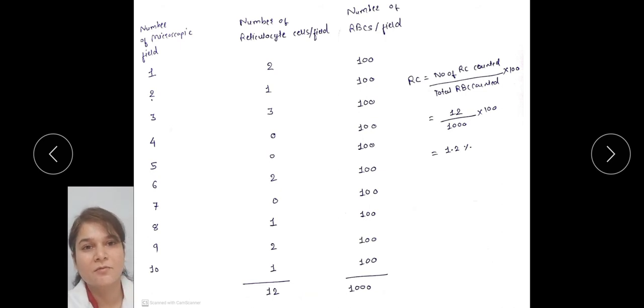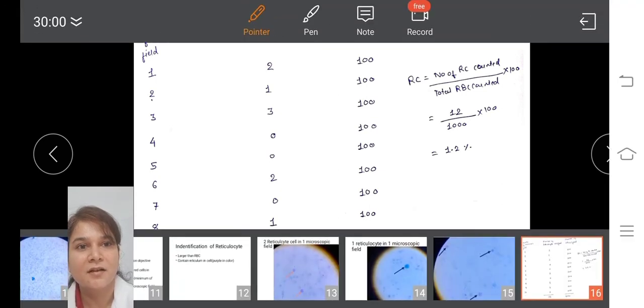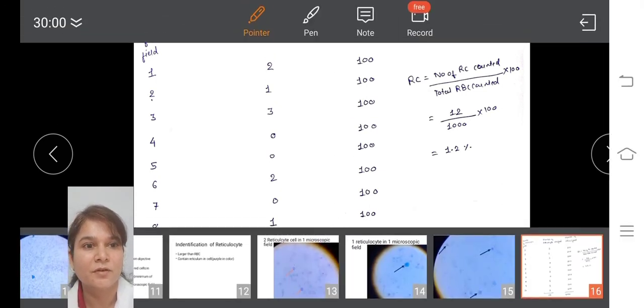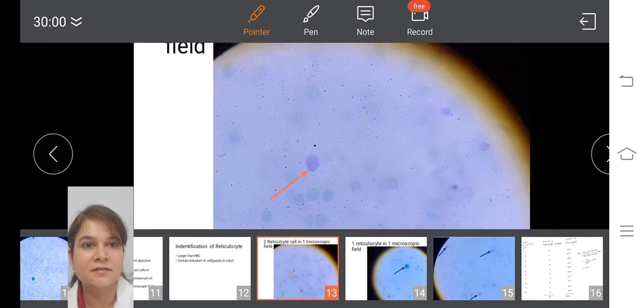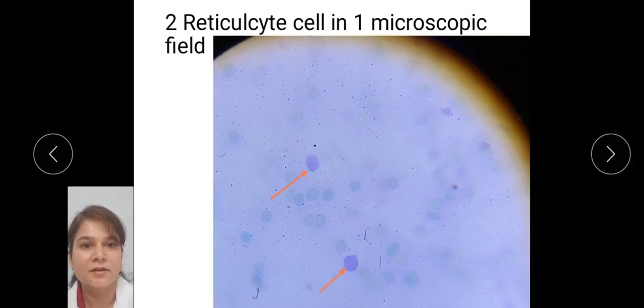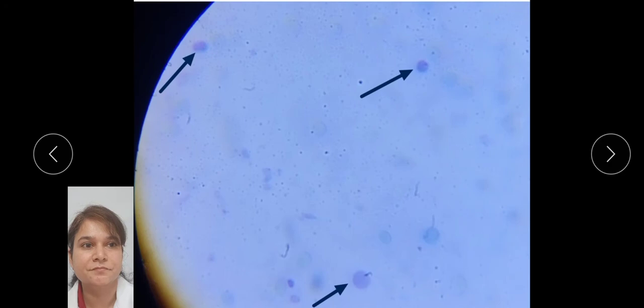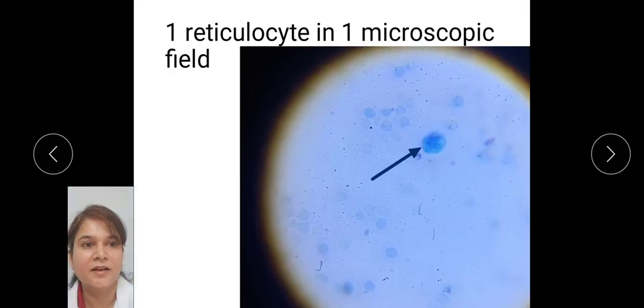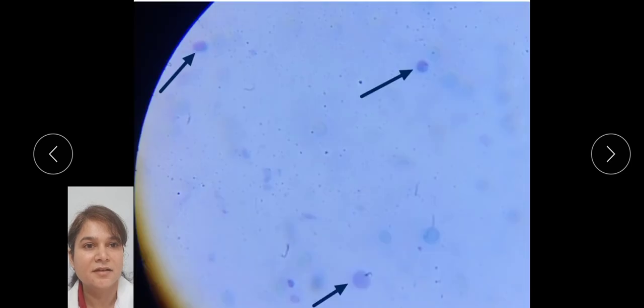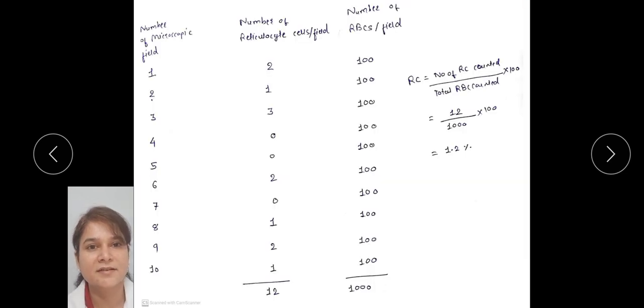So here I have seen 10 microscopic fields, and the number of reticulocyte cells in each field we will mention here. Like in one microscopic field, I have found 2, like this. Here I have found 1 reticulocyte count and the RBCs. Here I have found 3 reticulocyte cells. So you can say 2, 1 and 3.